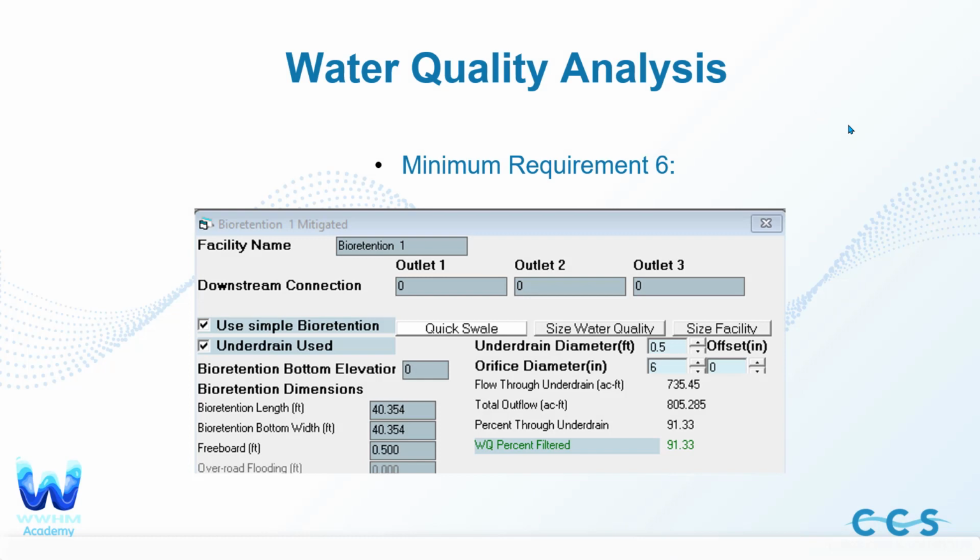Then this is just a quick outline of water quality analysis here. This would be a modeled bioretention facility, which shows 91% filtered, and there are size water quality automated features in WWHM 2012 that will model your facility for you and make sure that you do meet that percent filtered amount.